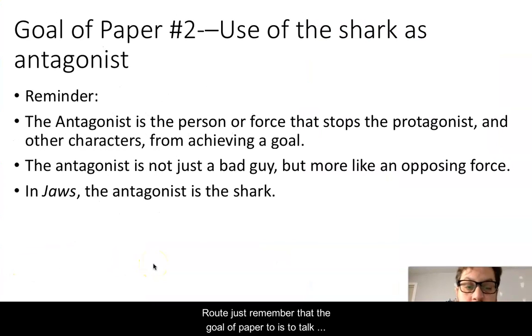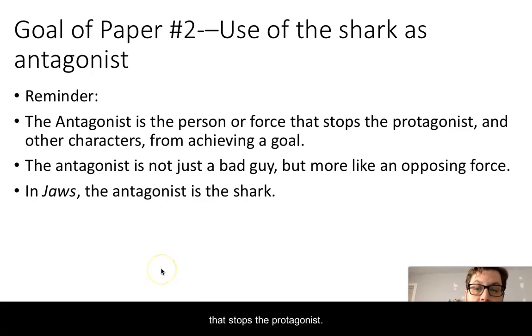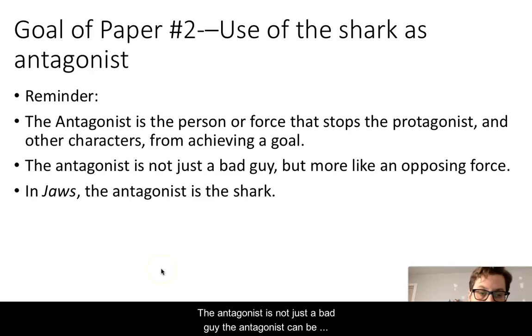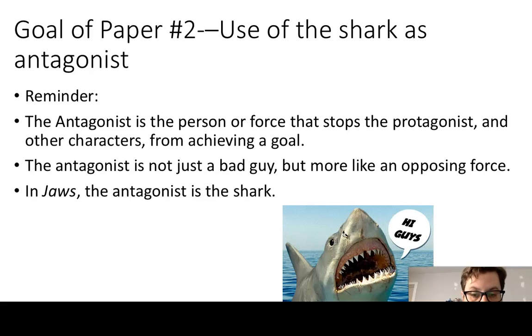Just remember that the goal of paper 2 is to talk about how the shark in the film fulfills the role of the antagonist. And the antagonist, of course, is the person or force that stops the protagonist. The antagonist is not just a bad guy. The antagonist can be an opposing force. And in Jaws, of course, the shark is the antagonist. There he is again.